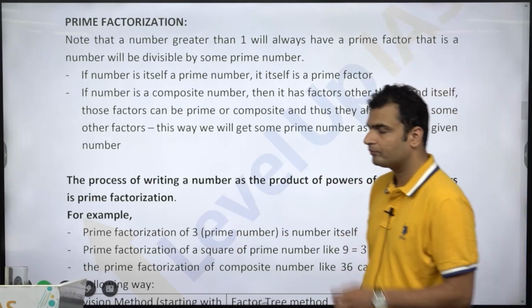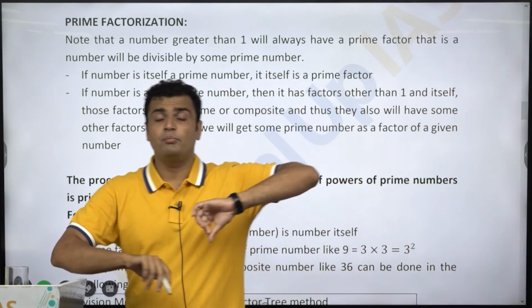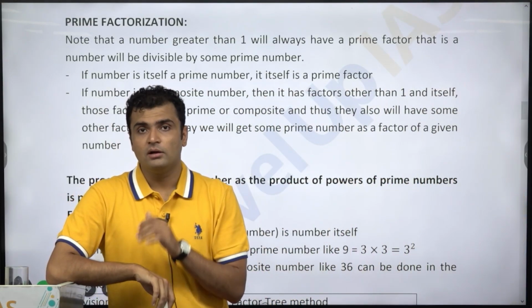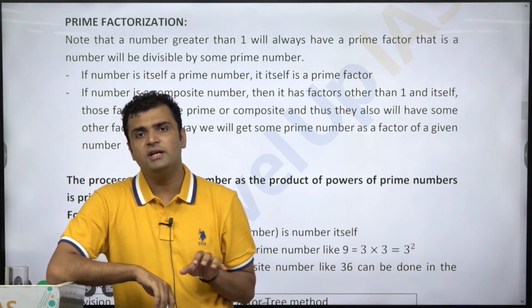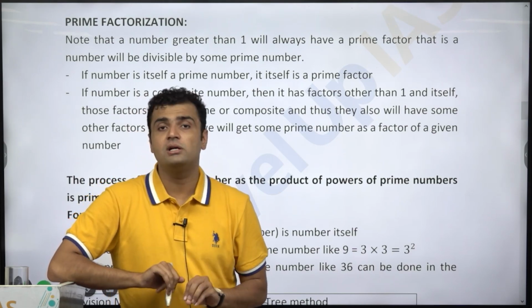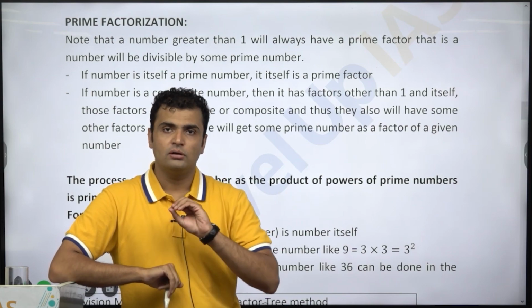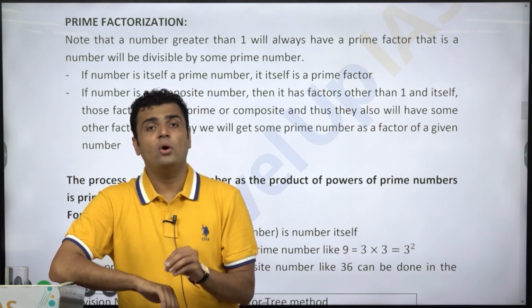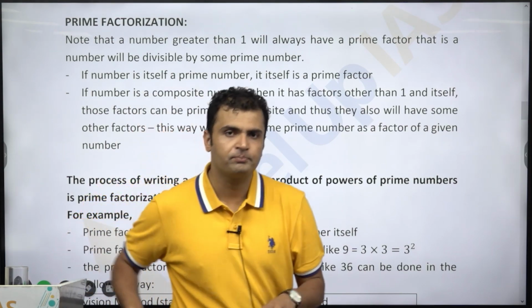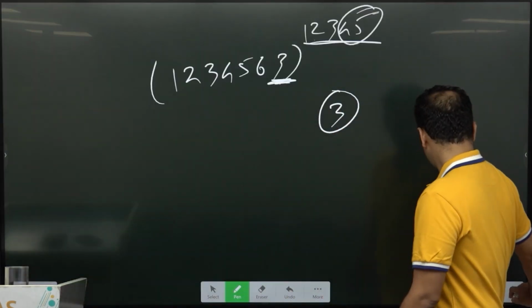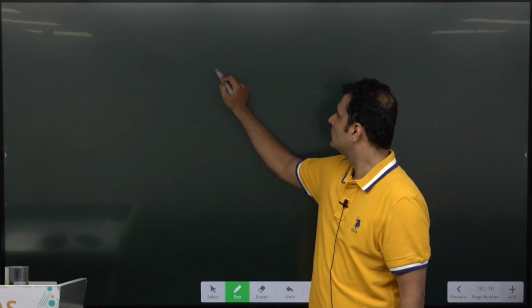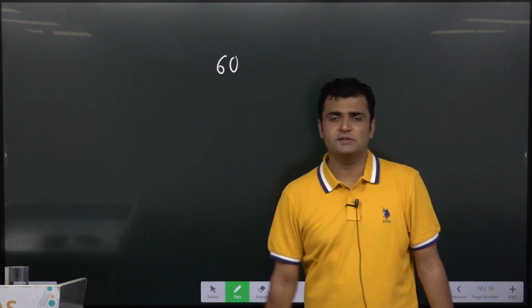Let us start with a new section, which is prime factorization. What do we mean by prime factorization? As I said, every number can be broken down into multiplication of prime numbers or their powers. कोई भी number ले लो. Let us, for example, take कोई भी number. Let us take 60.